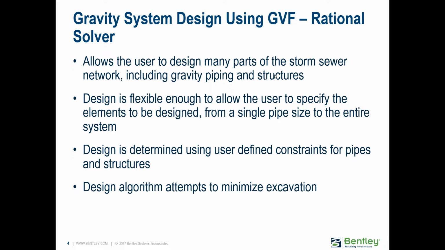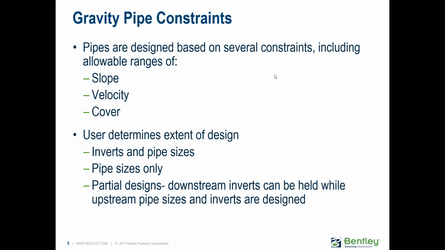So what is it trying to do? The bottom line, it has a lot of priorities to come up with the best design, but the most important one is trying to minimize excavation costs, right? So one of the things that you enter is minimum cover, and it will always try to stick to that. So what kind of constraints do you put in there? For pipes, minimum and maximum slope, minimum and maximum velocity, minimum and maximum cover.